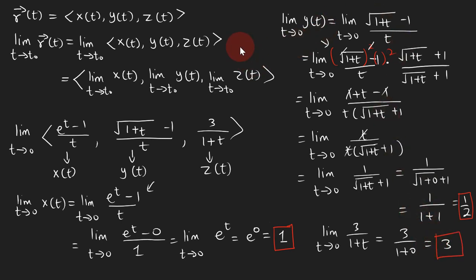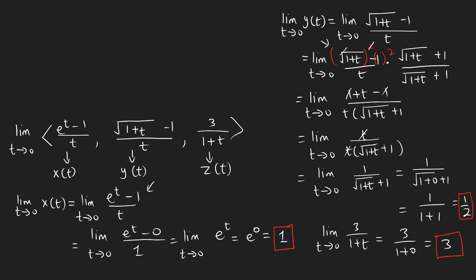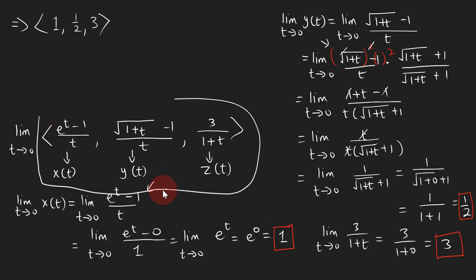Okay, so now let's write our answer. We are going to have the answer equal to, because of the space, I'm just going to write the answer there. So I'm going to have 1, comma, 1 over 2, and then 3 as the answer. That will be the solution after computing the limit of this function that was in here.